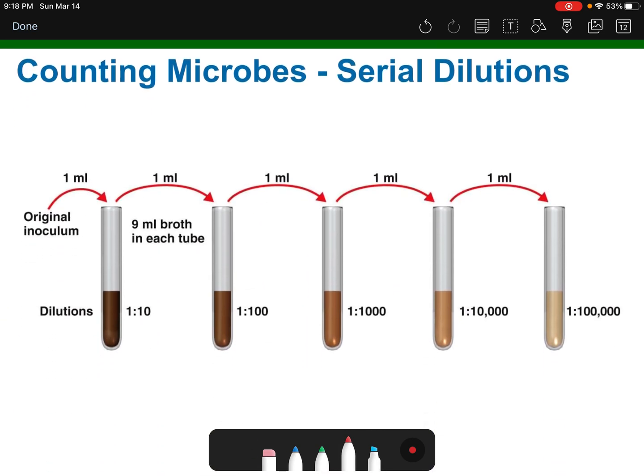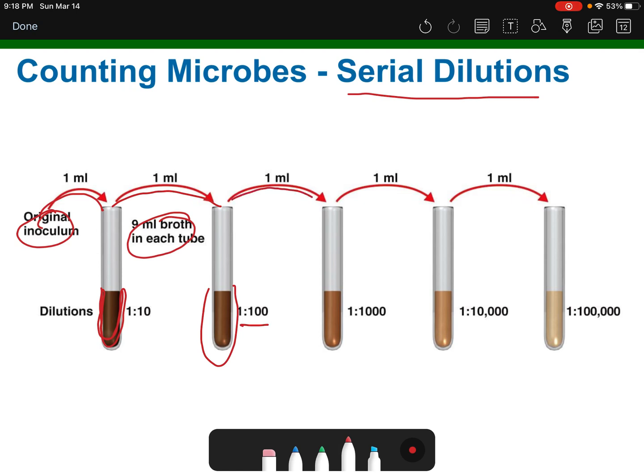When we count microbes, there are different methods. Because microbes can reproduce so fast and you can get so many that it would be really tough to count them all, we do what are called serial dilutions, where we have your original sample here. We take 1 milliliter of the original sample and put it in 9 milliliters of plain broth. So we dilute it 1 to 10. Then we take 1 milliliter of that and put it in 9 milliliters of broth. So now it's diluted 1 to 100. And now we take 1 milliliter of that and we just keep doing that.